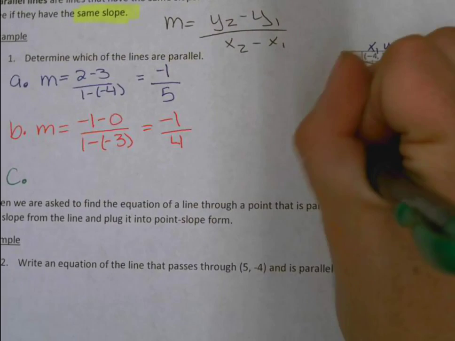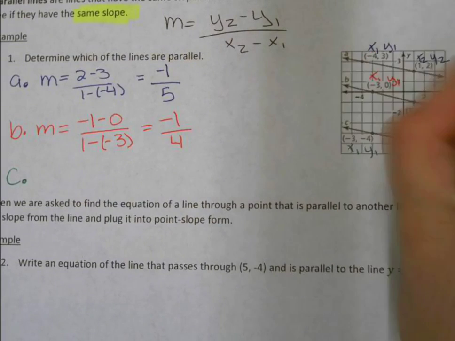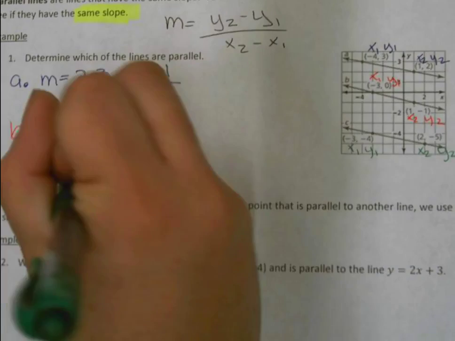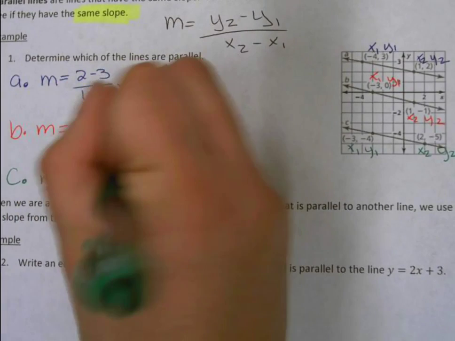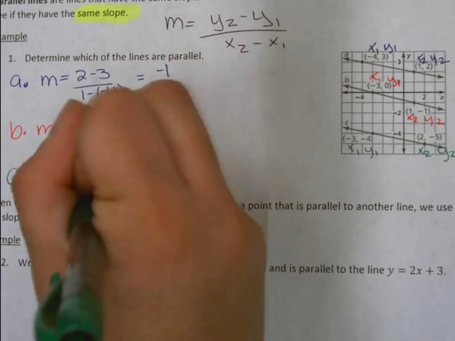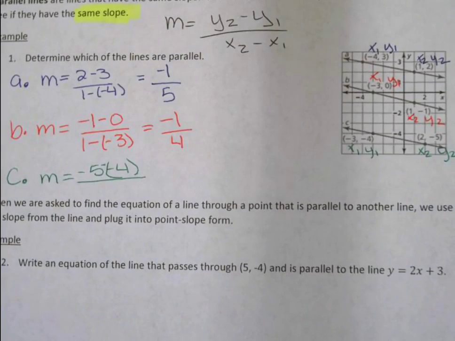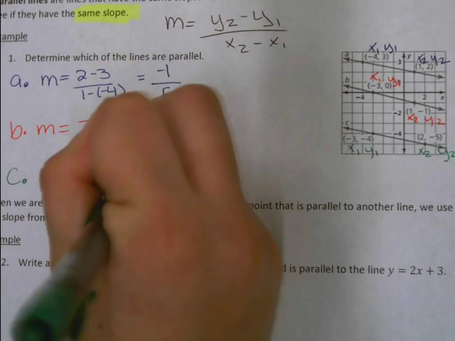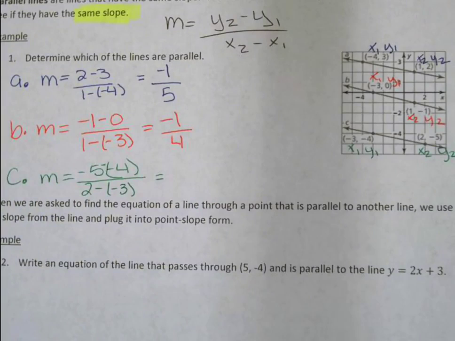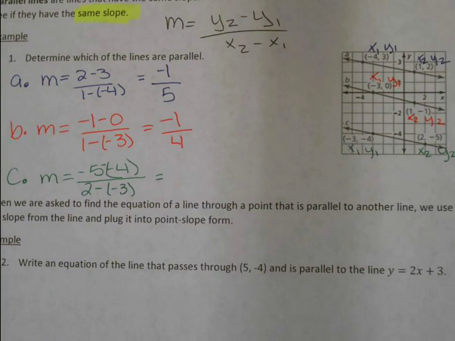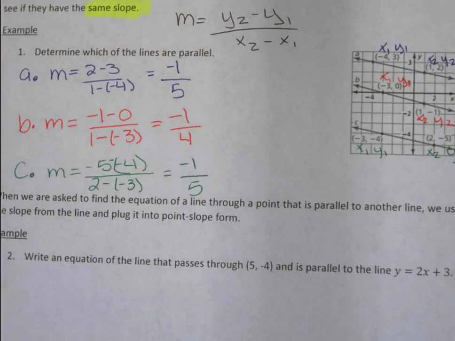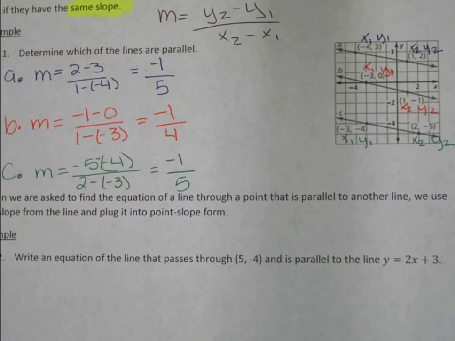Okay, and then finally I go do the same thing for C. So what do I write on the top? Minus negative 4 over 2 minus negative 3. So what do I get on the top? Negative 1 over 5. So which of these two letters are the same?